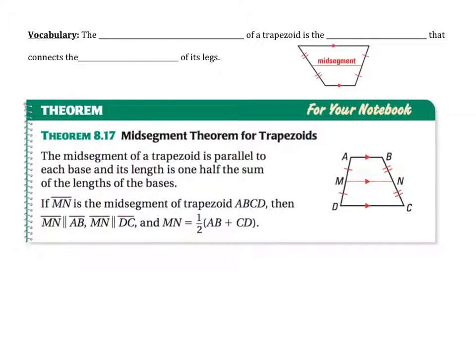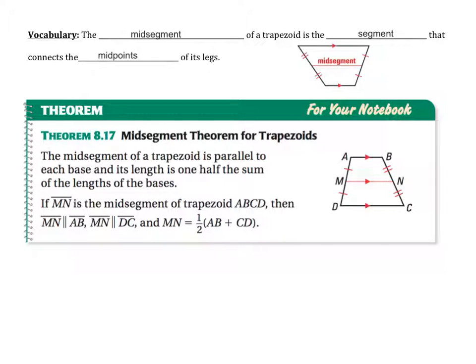Recall from a couple chapters ago that the mid-segment of a triangle is a segment that connects the midpoints of two sides of the triangle. So the mid-segment of a trapezoid is the segment that connects the midpoints of its legs. In the diagram you can see we have one pair of parallel sides making it a trapezoid, and the mid-segment of this trapezoid would connect the midpoint of this leg to the midpoint of this leg. We know that these are midpoints since we see that this segment is congruent to this segment and this segment is congruent to this segment. So again, the mid-segment connects the midpoints of the legs of the trapezoid.